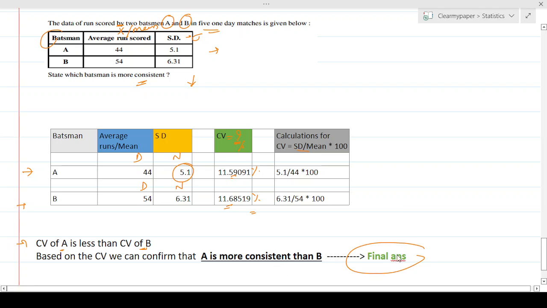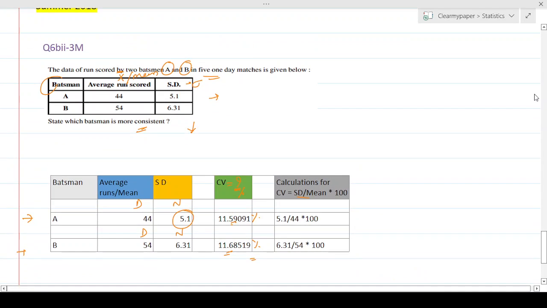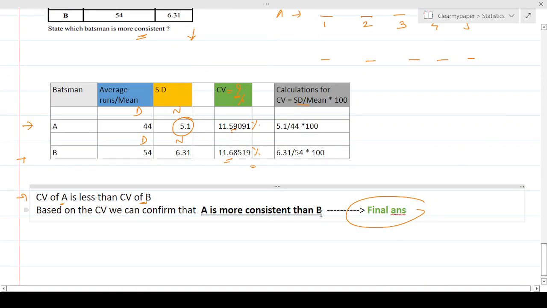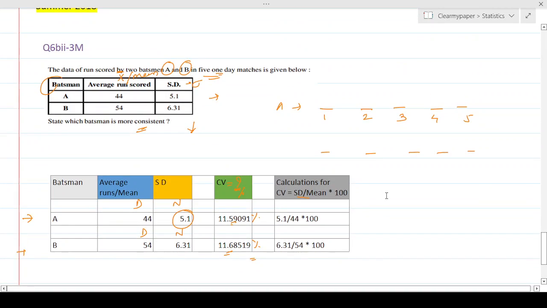That's your final answer. And the way you see it is, like I've explained before, typically they are playing 5 one-day matches. So we have got 1, 2, 3, 4, 5 for both the players, like this. And we have not been given the individual scores for each of the matches. For example, the average for A is 44 runs. So it might be, let's say, since A is more consistent, something like 43, 44, 45, 44, 43.